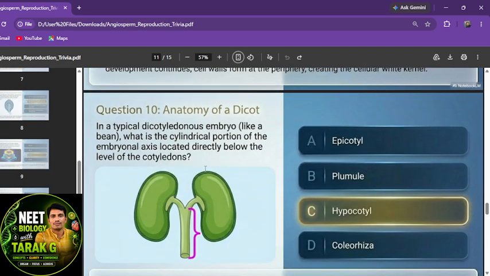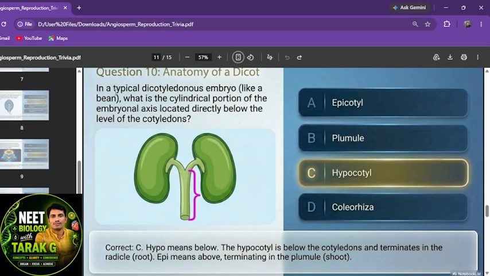Next, anatomy of a dicot. In a typical dicotyledon embryo, like a bean, which is a dicot, right, what is the cylindrical portion of the embryonal axis located directly below the level of the cotyledons? This one they asked, which is marked. The options are epicotyl, plumule, hypocotyl, and coleorhiza. Here the answer is the hypocotyl. Hypo means below.